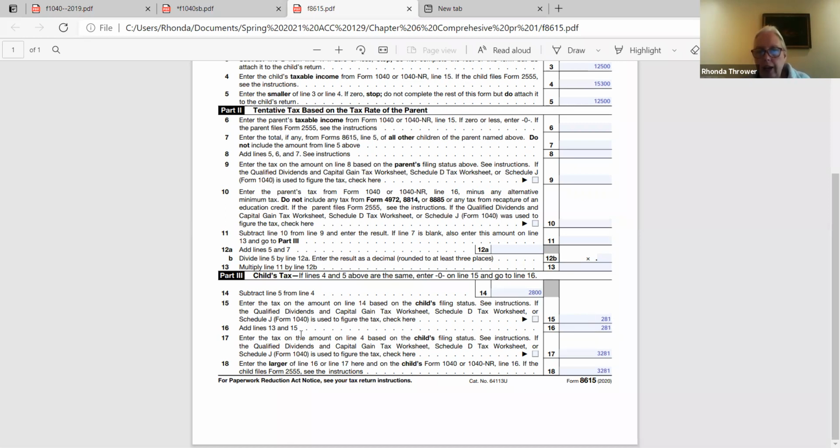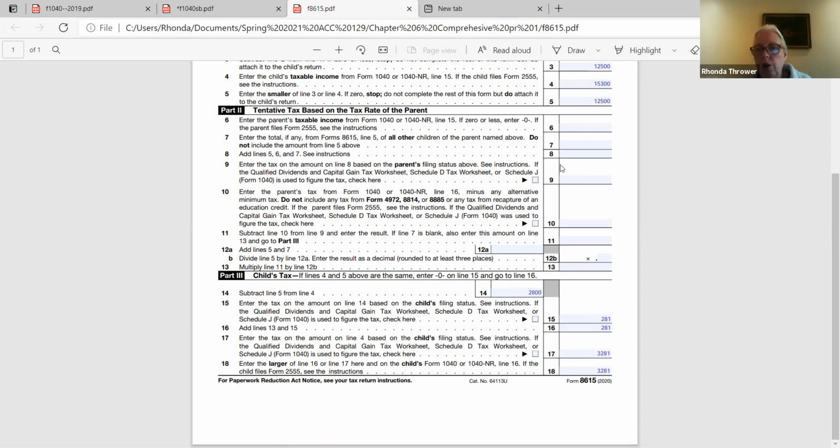Then you're going to add lines 13, which was 0. We didn't have anything on line 13, and 15 together, which is 281. So you just bring that 281 down on line 16. Then on line 17, we're going to enter the tax on the amount based on line 4 and the child's filing status, which is single.